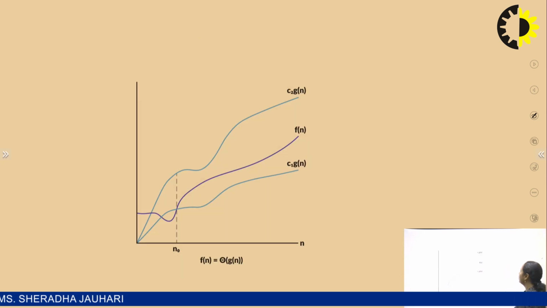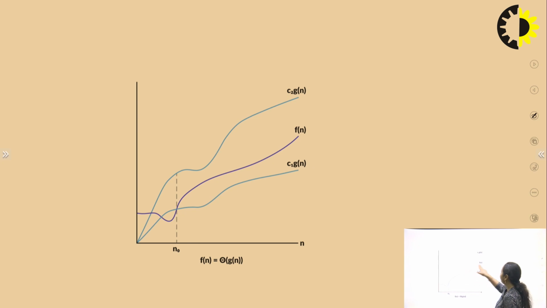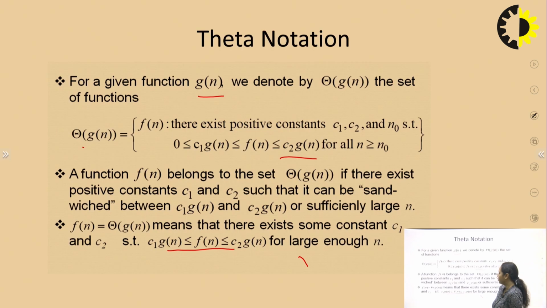This is the graph for this. You can see here f of n is lying between c1 dot g of n and c2 dot g of n, and c1 dot g of n has comparatively less value as compared to f of n, and c2 dot g of n has a larger value as compared to f of n, which is written in the function here. So with the help of this, we can design this graph.